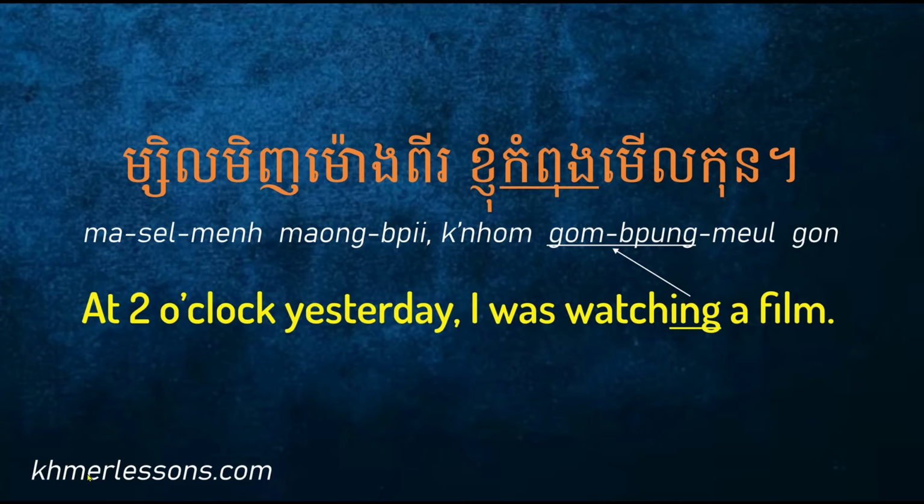So in Khmer you say ម្សិលមិញម៉ោង 2 ខ្ញុំកំពុងមើលកុន. So I mean at 2 o'clock I was watching a film. ម្សិលមិញ is yesterday and ម៉ោង 2 is 2 o'clock. So I can say yesterday at 2 o'clock or at 2 o'clock yesterday, the same. មើល is watch and កំពុងមើល is watching and កុន is film or movie. Now the whole sentence again. ម្សិលមិញម៉ោង 2 ខ្ញុំកំពុងមើលកុន. So this is how to use ing in present continuous or past continuous.